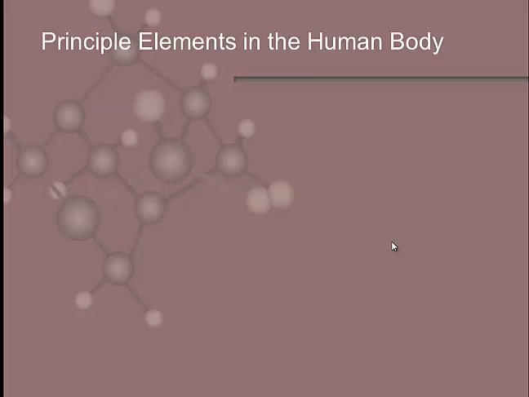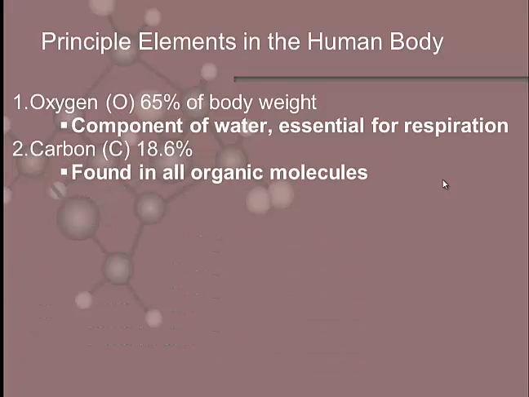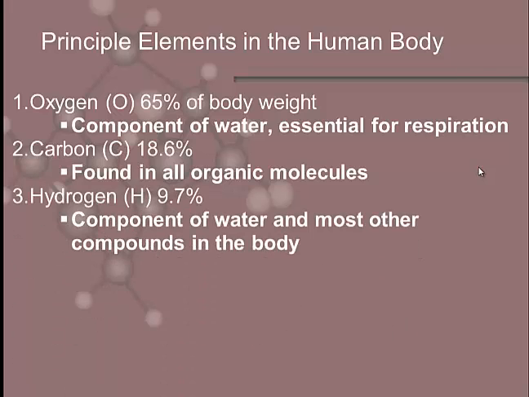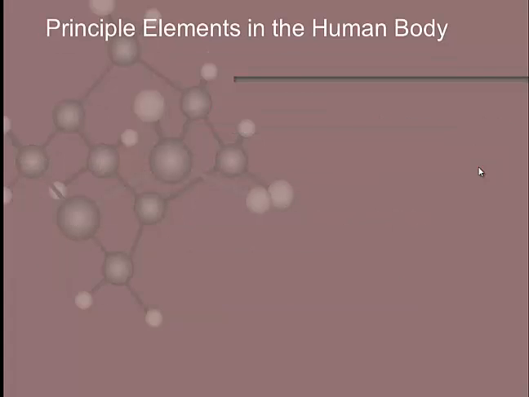So there are 6 main elements that make up the human body that are used the most. Oxygen is number 1, 65% of the body weight of your body. Major component of water. It's needed for respiration so that you can get energy from food. Carbon is found in all organic molecules, carbohydrates, proteins, lipids, nucleic acids. That's what you're made of, basically. So carbon's found in anything that makes us alive. Hydrogen, also a major component of water, and is found in almost every other compound that is in the body. Nitrogen we're going to find in our proteins and our nucleic acids.